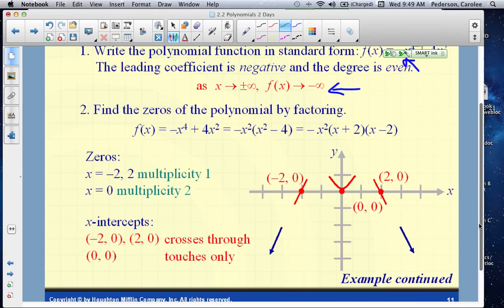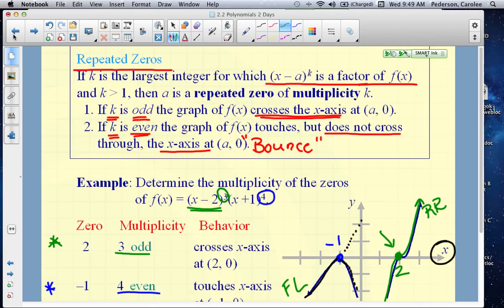They factor it, and then they set those factors equal to 0 and solve for x. So you're going to get a repeated 0 right here. And look at the repeated 0's k is even. So if we go back to this slide, if the k is even, what does it tell me? It does not cross the x-axis.